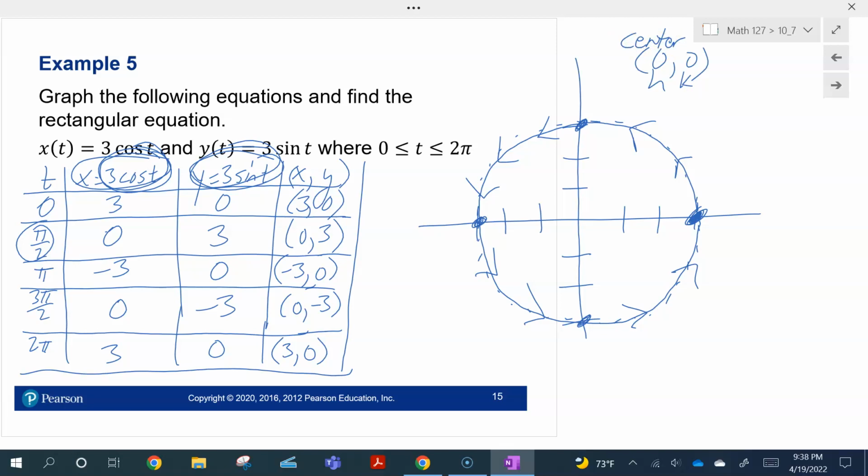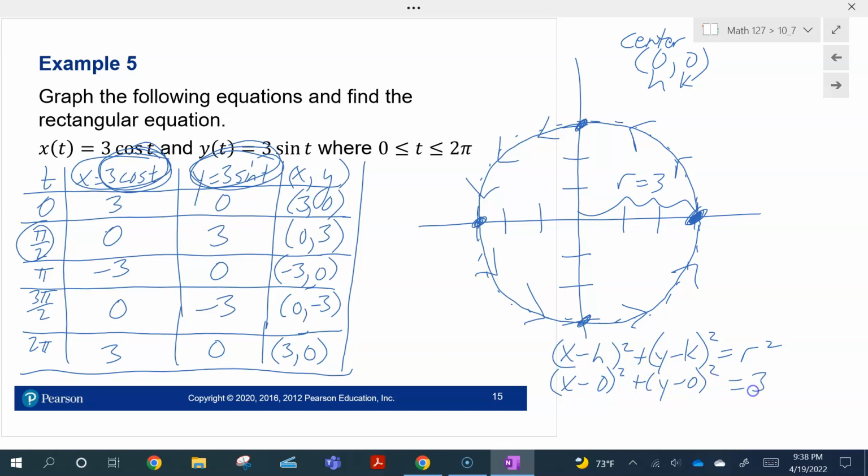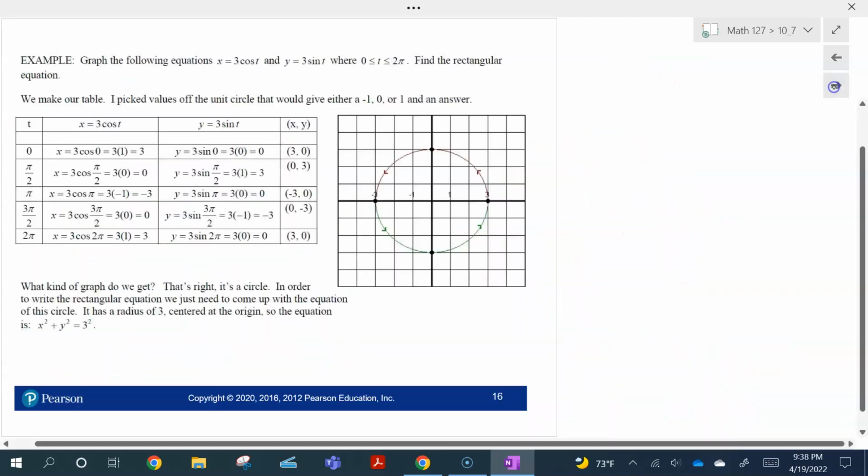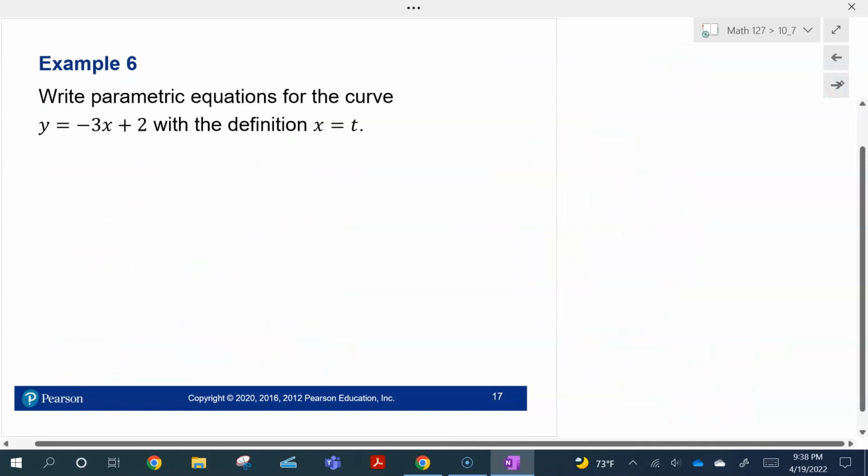So here's the equation for a circle: (x minus h) squared plus (y minus k) squared equals r squared. And you can see that our radius here is 3. So I got (x minus 0) squared plus (y minus 0) squared equals 3 squared. So x squared plus y squared equals 9. That's the rectangular equation for these parametric equations given above. There's another picture of that.